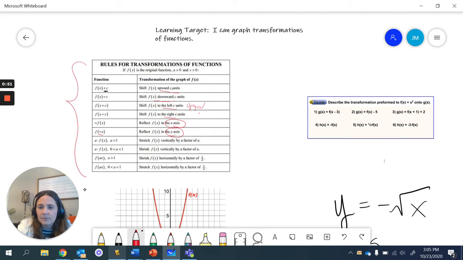Okay, and then we're also going to be talking about dilations. So a times my function is a vertical stretch by a factor of a if a is bigger than 1. A times my function is a shrink by a factor of a if a is between 0 and 1. The horizontal ones get a little funky because it's inside your function and you are shrinking by a factor of 1 over a, and I'll talk about that more in another video.